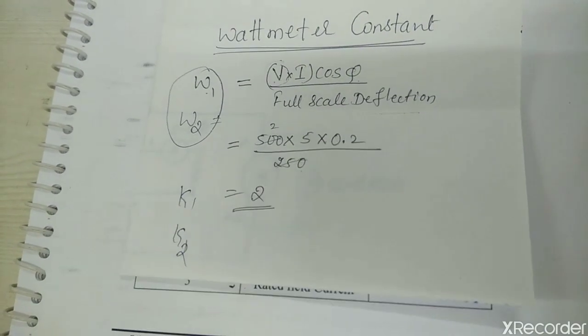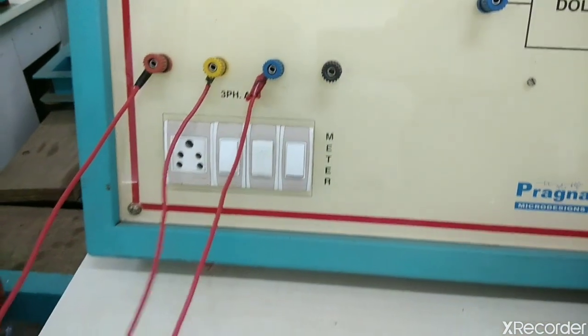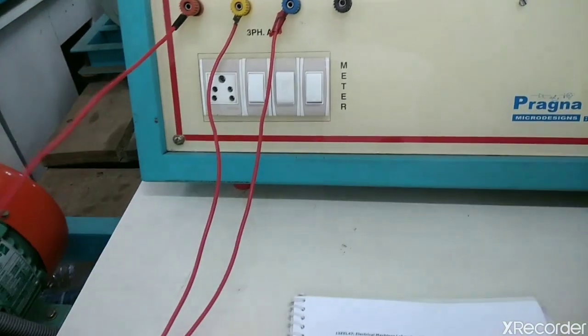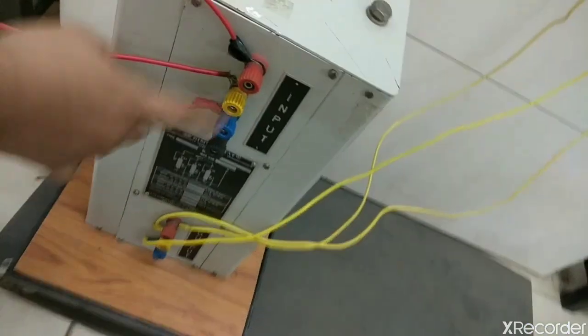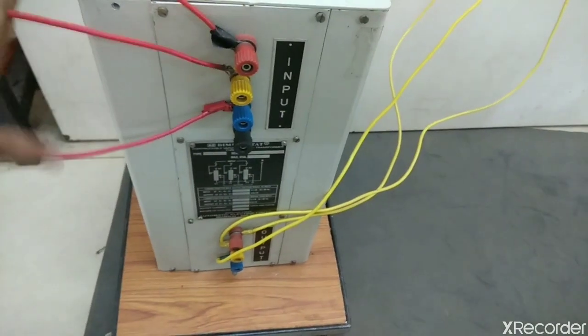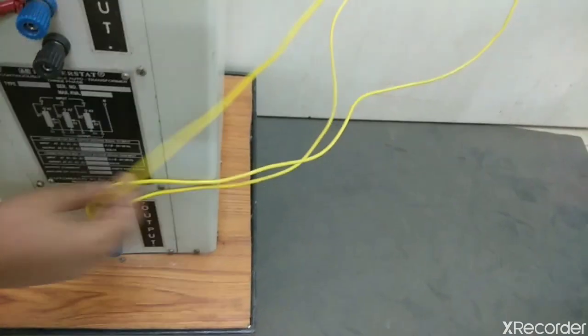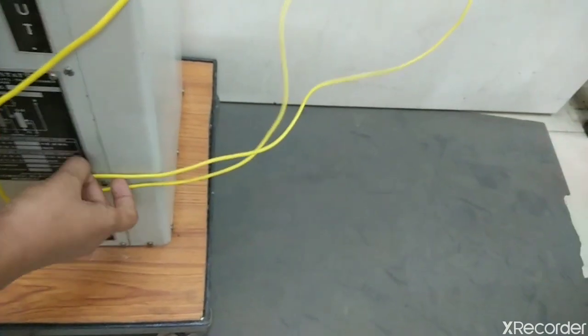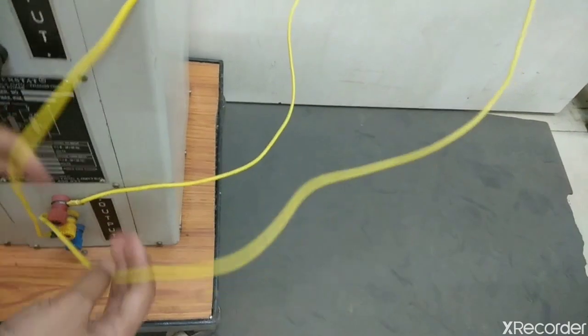Let's start with the connection. As we said, the three-phase supply has to be connected to the auto transformer. Remember, R, Y, B all three are connected to R, Y, B of the three-phase auto transformer respectively: R to R, Y to Y and B to B. This is the input. Next, from this three-phase auto transformer, we have to take the R, Y, B connections. First we'll take the R wire.